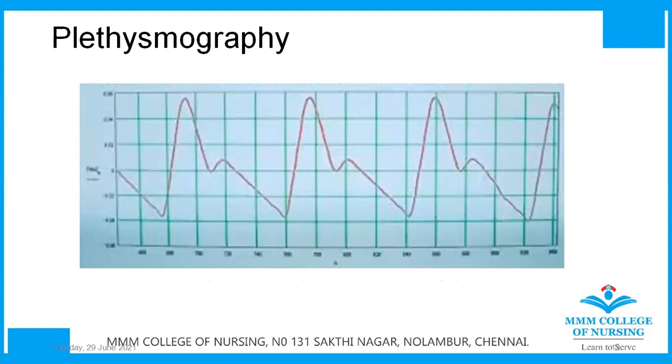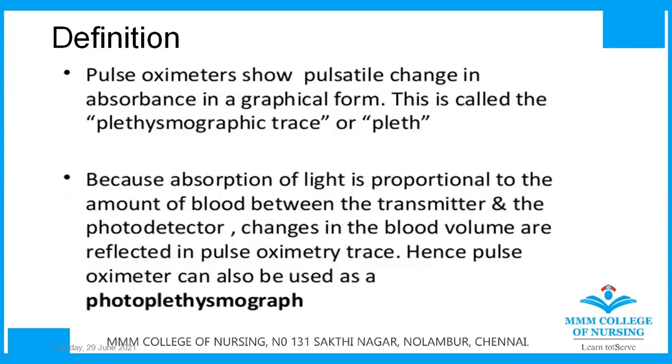Plethysmography is the graphical representation of this blood flow, which is also sensed by this pulse oximetry probe. Definition: pulse oximeters show pulsatile changes in absorbance in a graphical form, and this is called the plethysmographic trace or pleth. Because absorption of light is proportional to the amount of blood between the transmitter and the photodetector, changes in the blood volume are reflected in the pulse oximetry trace. Hence, a pulse oximeter can also be used as a photoplethysmograph.